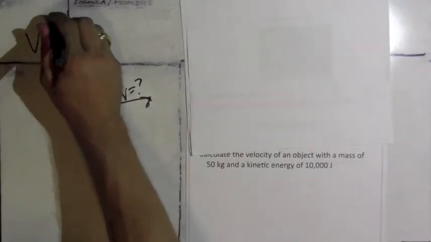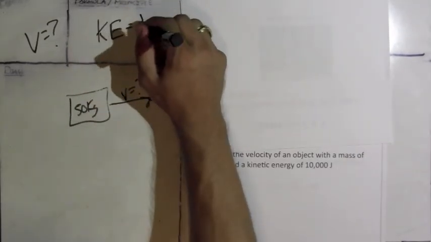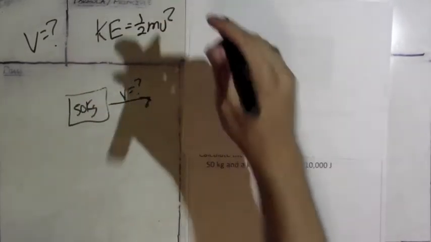This question says calculate the velocity of an object with a mass of 50 kilograms and a kinetic energy of 10,000 joules. So 50 kilograms is pretty big, it's like 100 pounds, but we want to figure out how fast it has to move in order for it to have a kinetic energy of 10,000. So KE equals 1/2 mv squared.